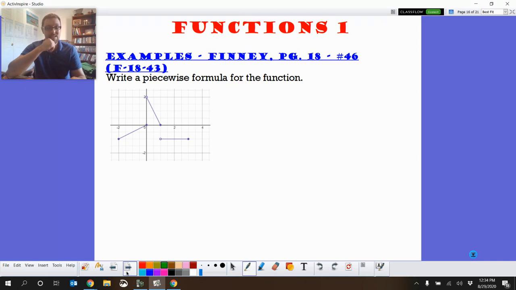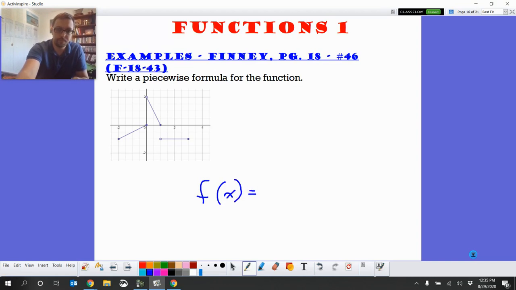All right, now our last problem of the day, we're going to write our own piecewise function. We can see we've got 1, 2, 3 pieces to this piecewise function. We're going to write an equation for each one and then determine what the intervals are for each piece. So we've got f of x, and we're going to have 3 pieces to it.